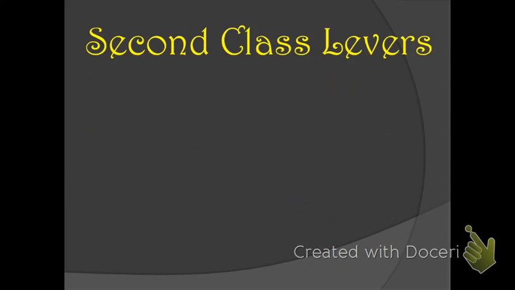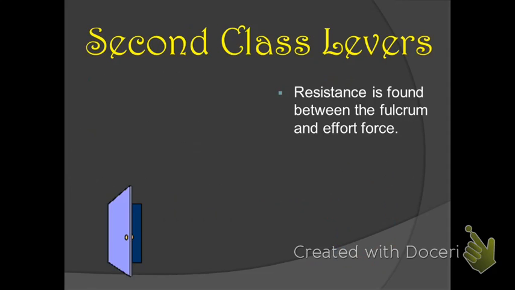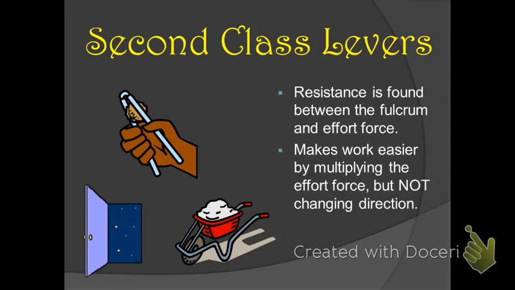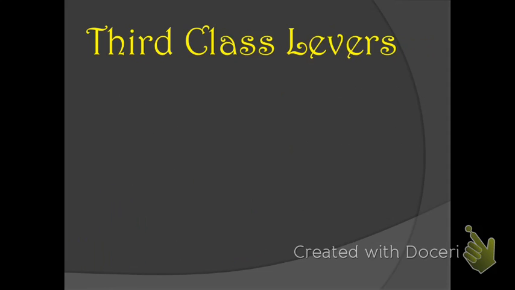Second-class levers. Marlena, what are they? Resistance is found between fulcrum and effort force. Makes work easier by multiplying the effort force but not changing direction.